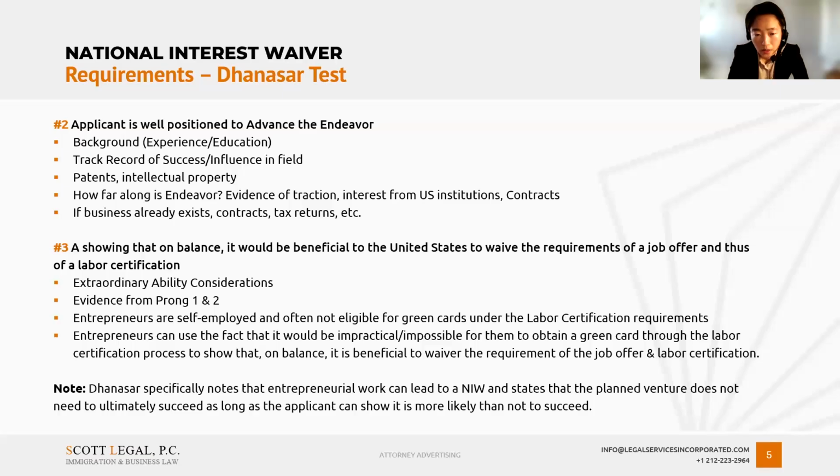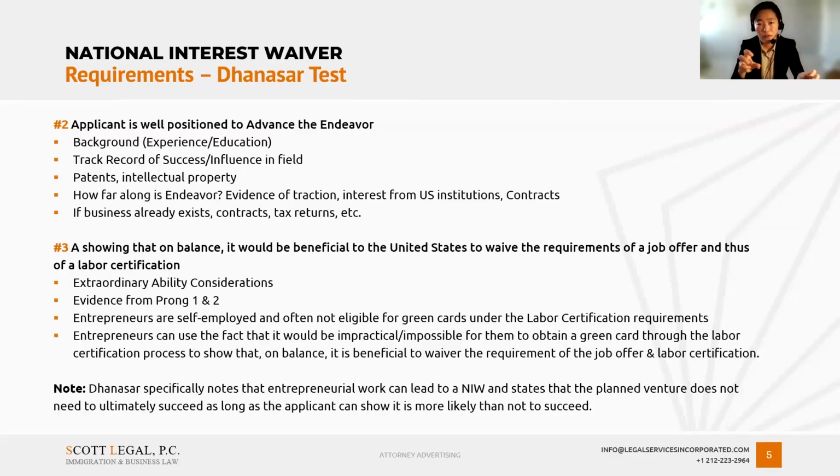All right, so the second part of the Danaher test is showing that the applicant is well positioned to advance the endeavor. And for this, the focus is really on the individual. So you want to talk about your background, including your experience in education. You want to be able to describe a track record of success or influence in the field. So if you've done similar projects that are analogous to what you say that you will be doing in the United States, even in your home country, right? So if your work was received well in your home country, you can use examples from your previous projects to support the fact that your future projects in the US will also be successful.